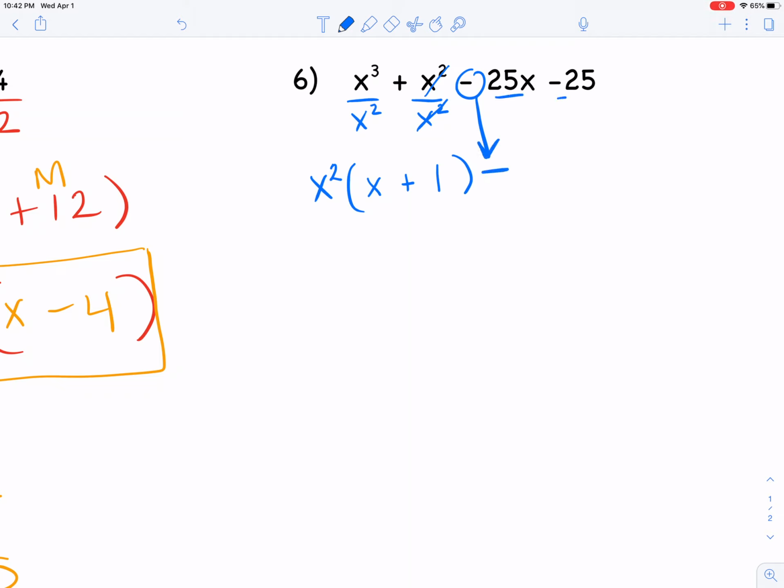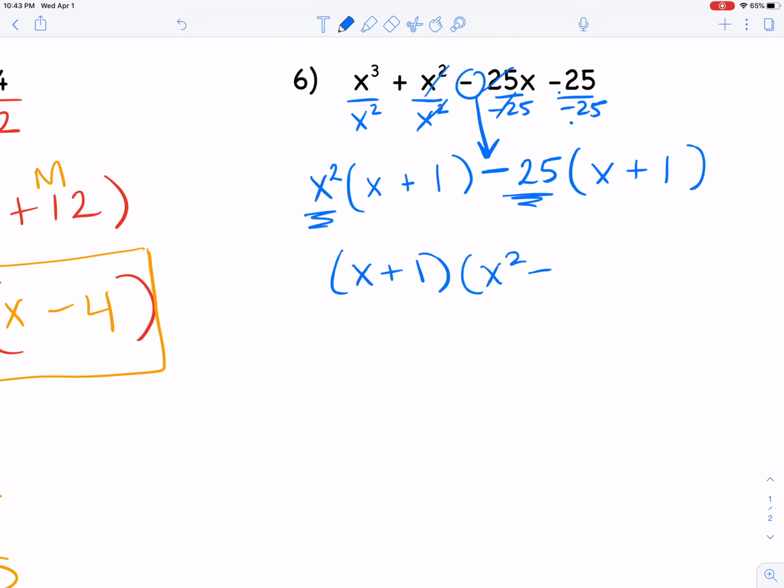What could I divide both 25x and 25 by? 25. Divide them both by negative 25 because we brought down that minus sign. And I get, the 25's cancel, x. And negative 25 divided by negative 25 again gives me positive 1. So the x plus 1 is going to come down once, x squared minus 25 next to it.